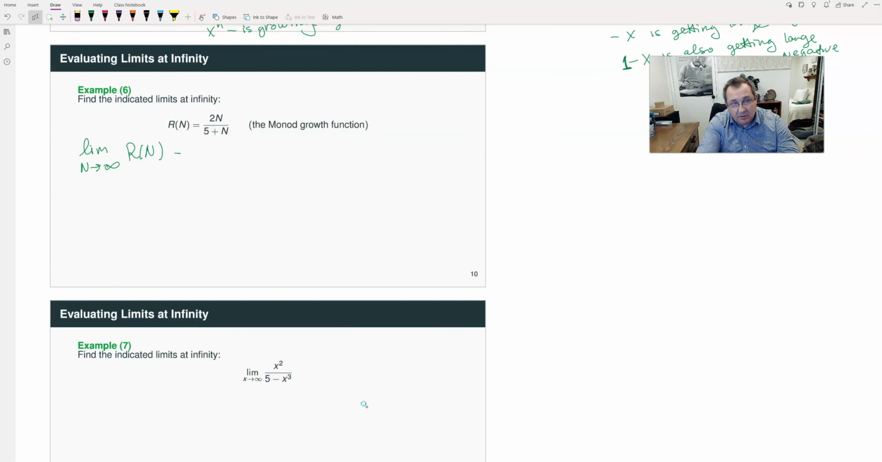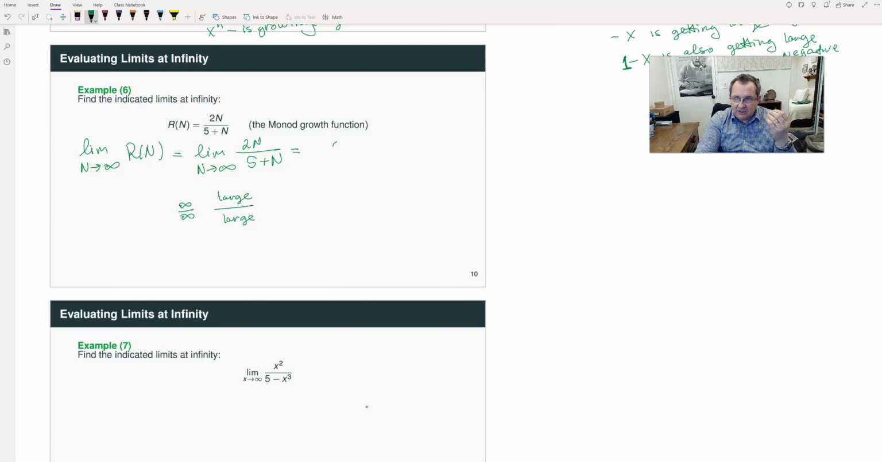Rn. So let me copy it: the limit as n approaches infinity of 2n divided by 5 plus n. So in this case, it's hard to jump to a conclusion. If we look at that expression, we realize that we have a large number over another large number. And it's an indeterminate form, and it's not clear which value this will be equal to. Another way to write large over large is to put infinity over infinity. So you will see me writing that many times just to get the intuition.